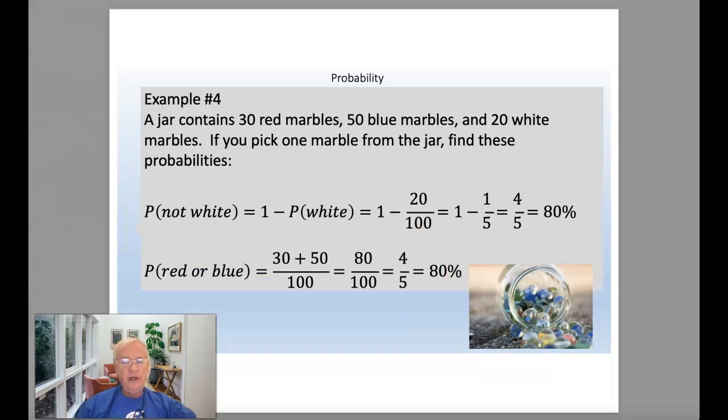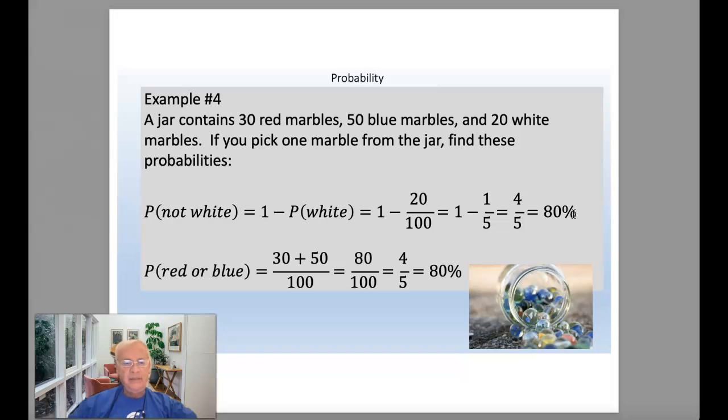It's the same jar with the same marbles in there. This is still example 4. What's the probability that it's not white? Well, there are 20 white marbles. So 20 over 100 is how many white marbles. So 1 minus that. 1 minus 1/5 is 4/5. It's 80%.